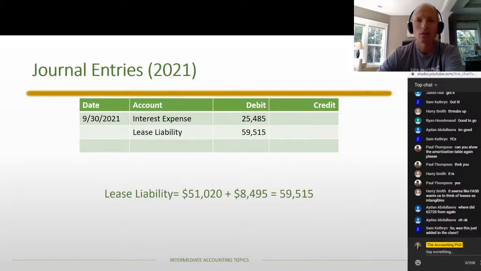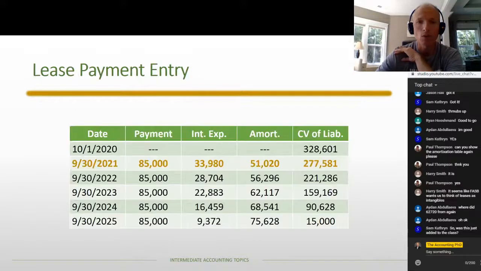$25,485. The lease liability account, so there's 2 components to this, and I'm going to go back to the table in a second to show you where they came from. But notice the 2 components are the $51,020 plus $8,495. Now remember that $8,495, that was the amount that we had accrued to the lease liability account at the end of 2020. So where does the $51,020 come from? Well, that comes from the 9/30/2021 amount of amortization.